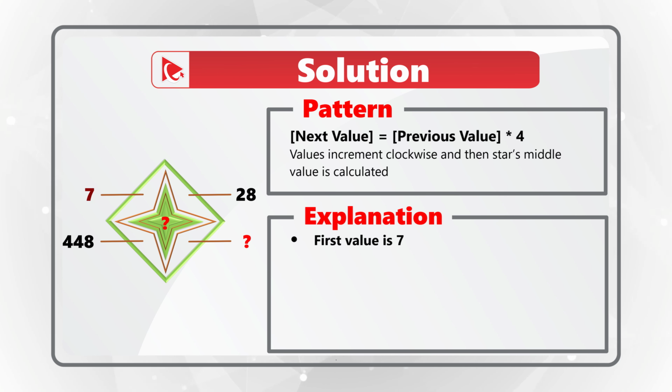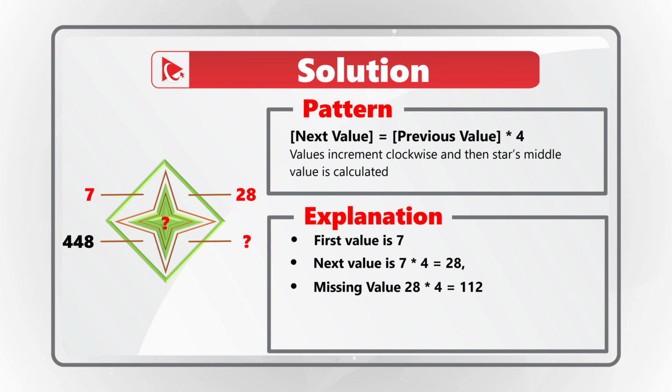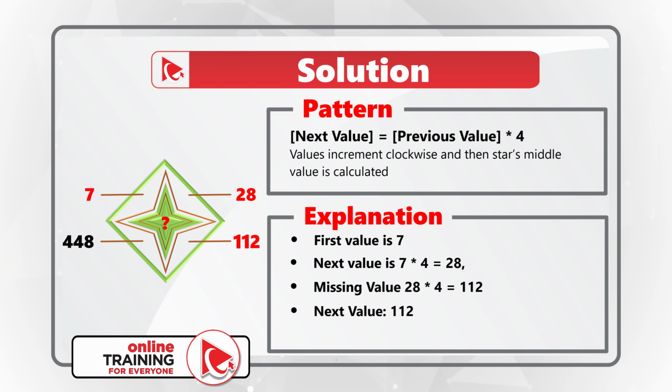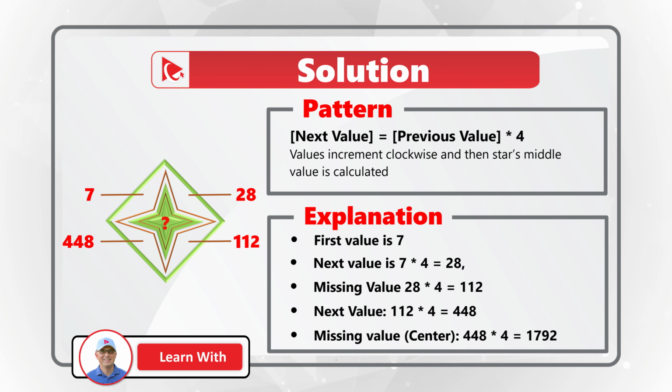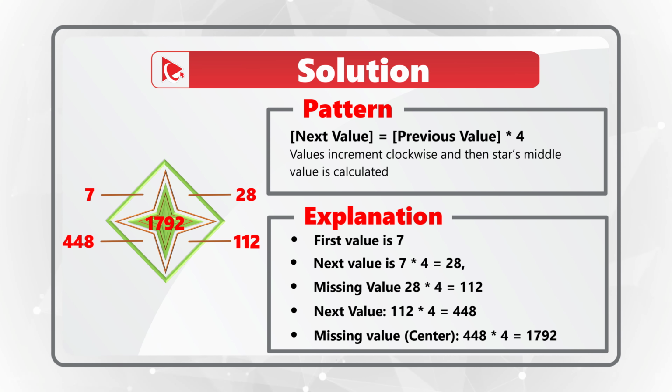First value at 11 o'clock is 7. Next value is 28, which is calculated as 7 multiplied by 4. Then we come to the first missing value at 5 o'clock, and the missing value is calculated as 28 multiplied by 4, which equals 112. Next value at 8 o'clock is 112 multiplied by 4, which equals 448. And then the missing value in the center of the star is 448 multiplied by 4, which equals 1792.